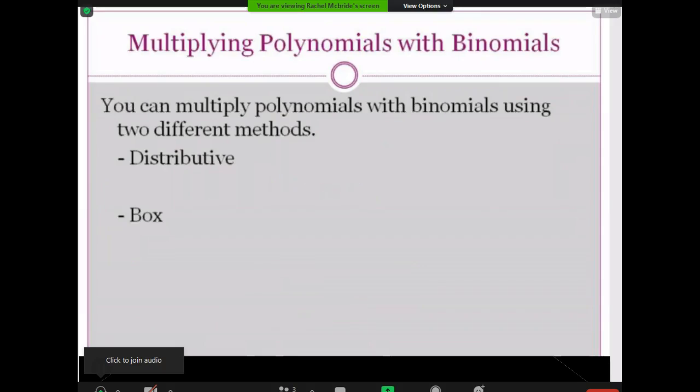You can multiply polynomials with binomials using two different methods. So we're going to talk today about the FOIL method and the distributive method. The FOIL method kind of goes by another name if we have more than two terms. So we use FOIL if we are multiplying a binomial times a binomial.